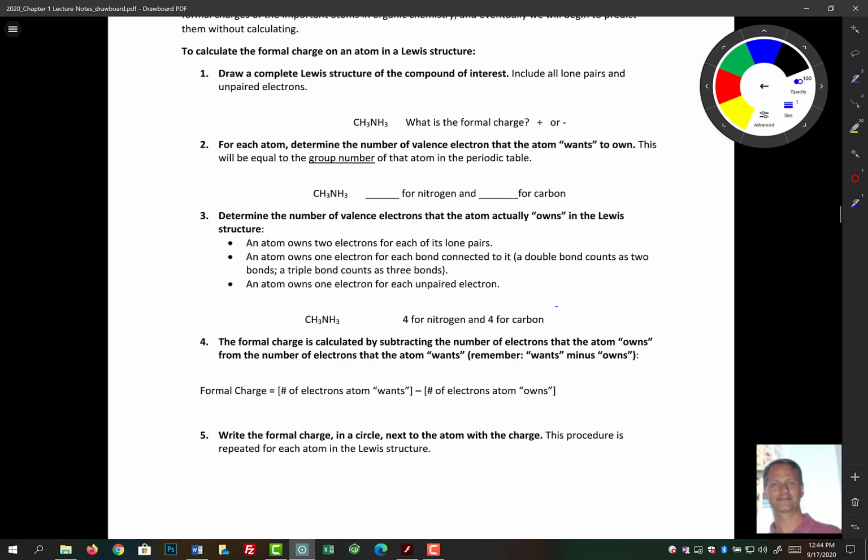So, for example, here's a structure, CH3NH3. The question is, what's the formal charge? Does carbon have a formal charge? Does nitrogen have a formal charge? Probably hydrogen doesn't, because it's at the end.